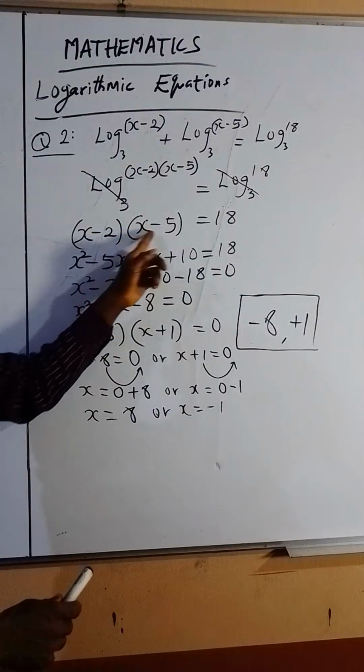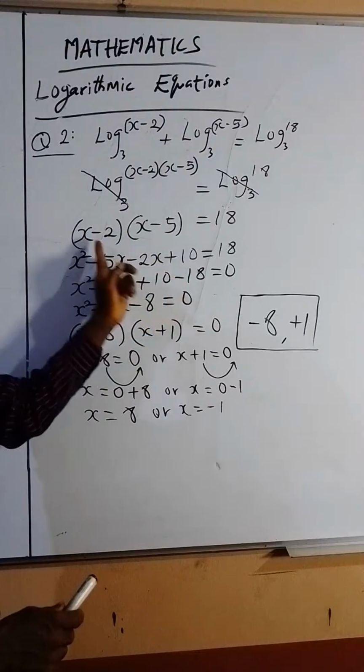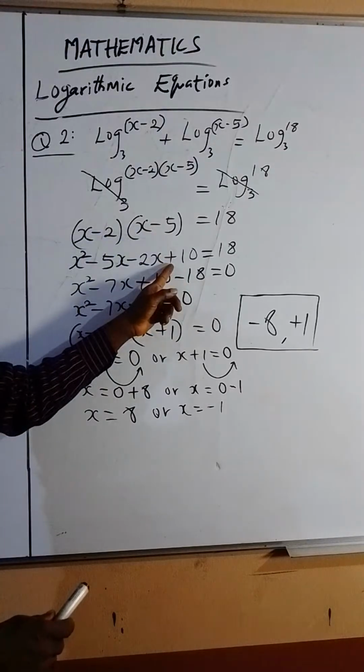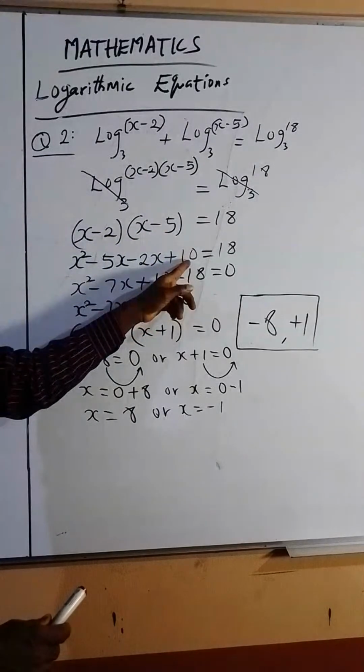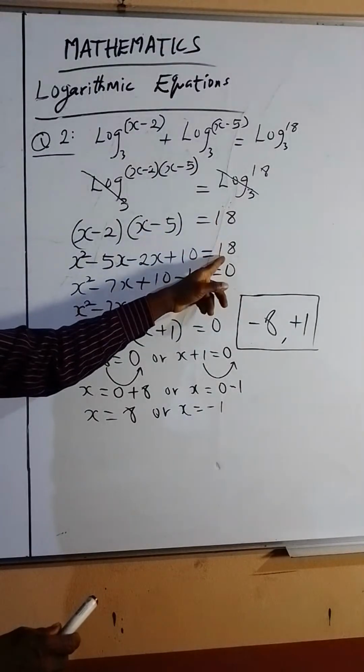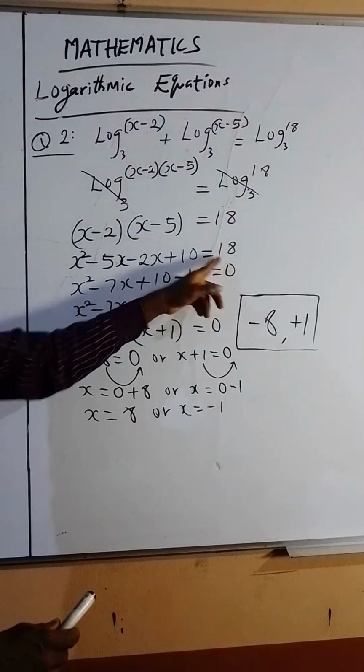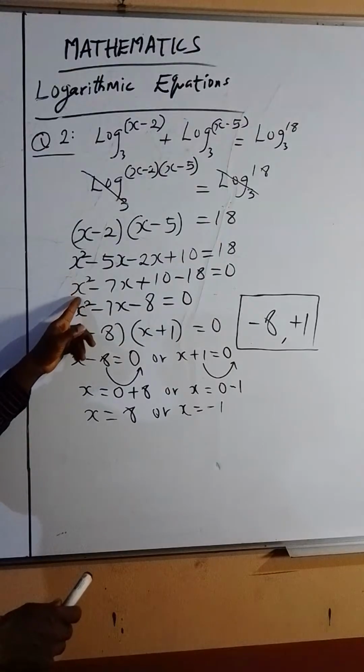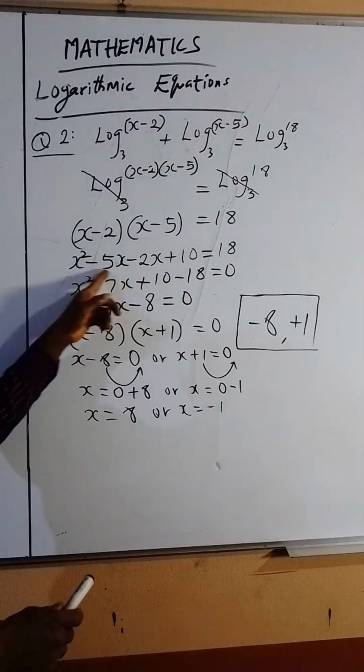Then minus 2 times minus 5 is plus 10, because minus times minus is plus, and 2 times 5 is 10. And this is equal to 18. Just bring down the 18 here. So here we have x squared.